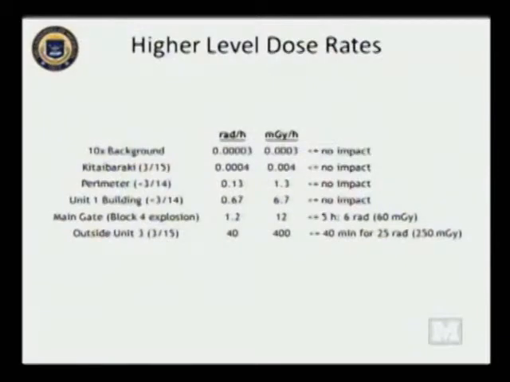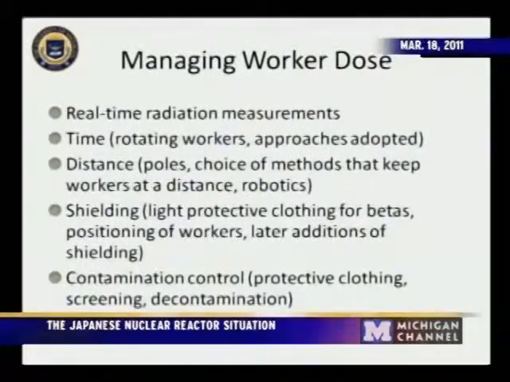Outside Unit 3, this is the biggest number that I have seen, and I don't know how long it lasted, which was 40 R per hour, 40 rad per hour. You could stay there for 40 minutes and still be at that 25 rad limit. Remember, 25 rad is a factor of 4 below that which you'd see any effect on your blood, and a factor of 20 below that that you would be risking your life. But we can manage worker doses, and that's the important thing. And I would hope that the Japanese are managing their worker doses.